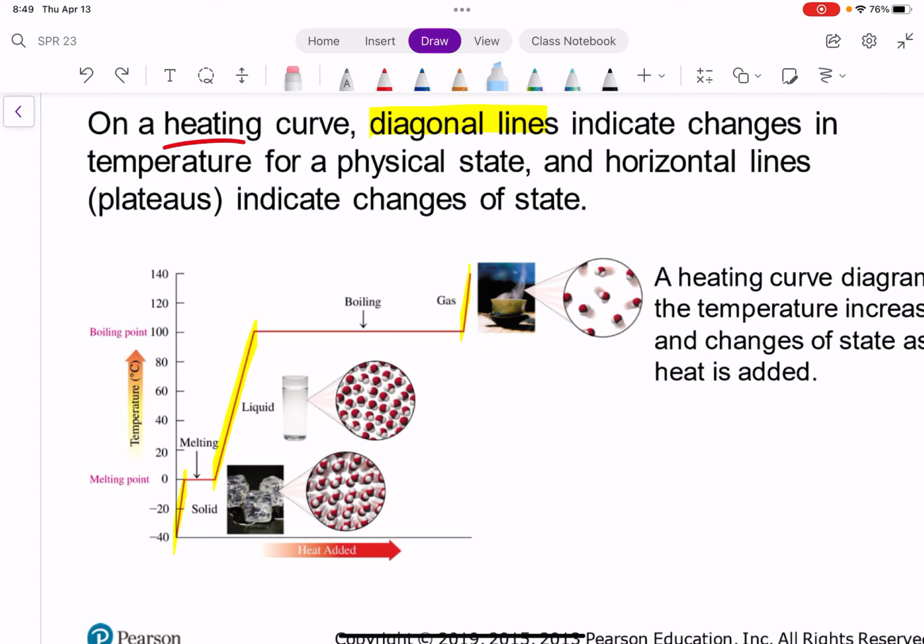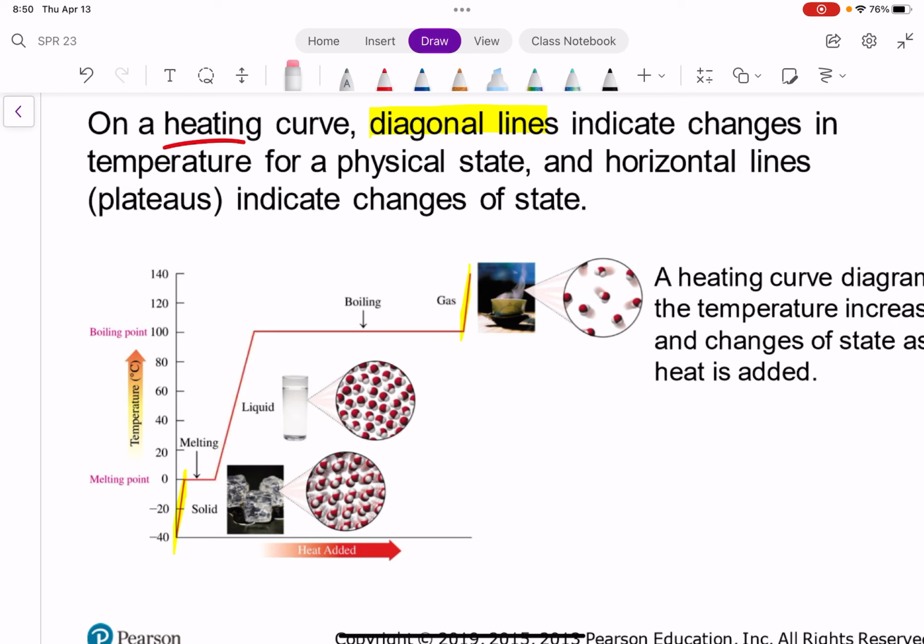So in the liquid state, we're going to raise the temperature, right? Throughout that diagonal line, we are increasing the temperature, adding heat, and we are still in the liquid phase. When we hit boiling at 100 degrees Celsius, that's when we're going to hit a plateau again. Now you'll notice we're still adding heat, right? We're still going this way on the graph. But our temperature is not actually changing. We're still at 100 degrees Celsius.